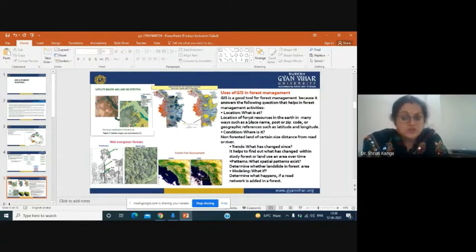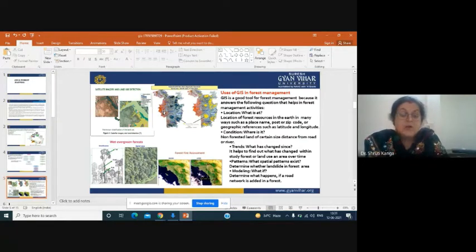Location of forest resources on the earth can be known in many ways, such as place name, postcode, or GI reference, such as latitudinal and longitudinal position. You see here, if I want to know which forest area this is, or where the highest forests are, this kind of information I can get with the help of the GIS tool.